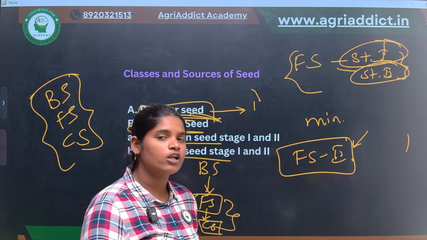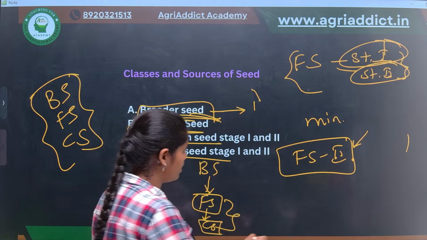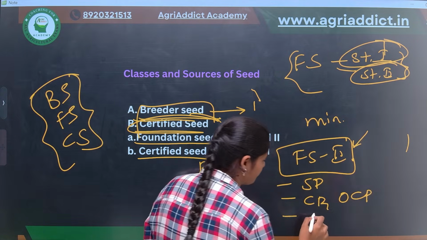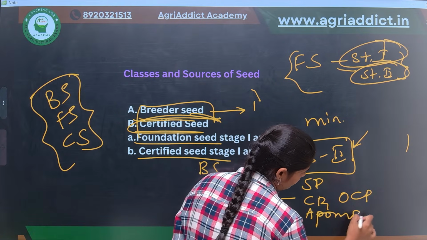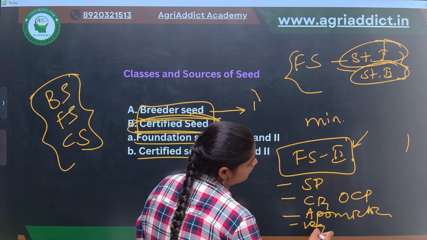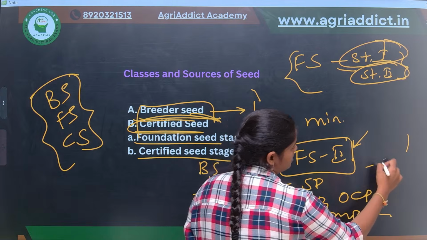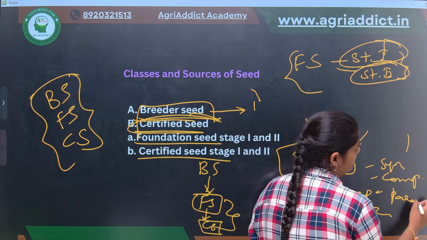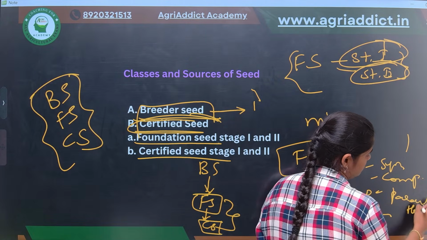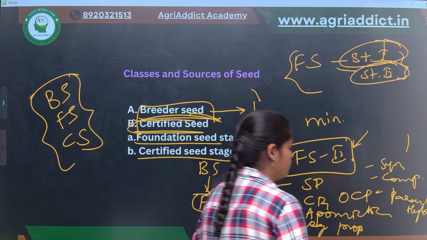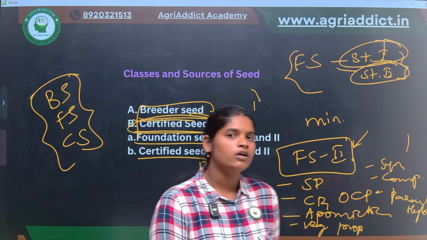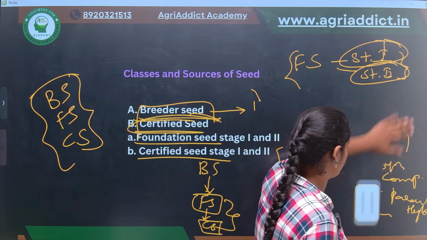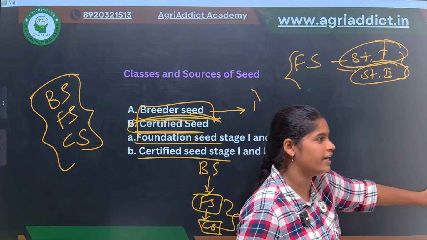For what all crops can we go for foundation seed? It is for self pollinated, cross pollinated, often cross pollinated, and apomictic, also the vegetatively propagated ones, synthetics, composites, and also the parental line increase of hybrids. Remember, for all these species, we can go for foundation seed stage 2. So what is foundation seed? The progeny of breeder seed.